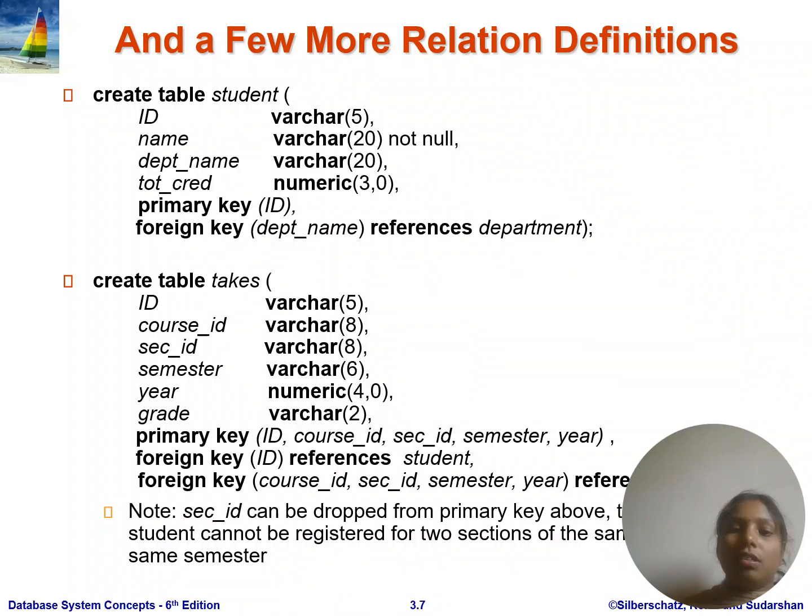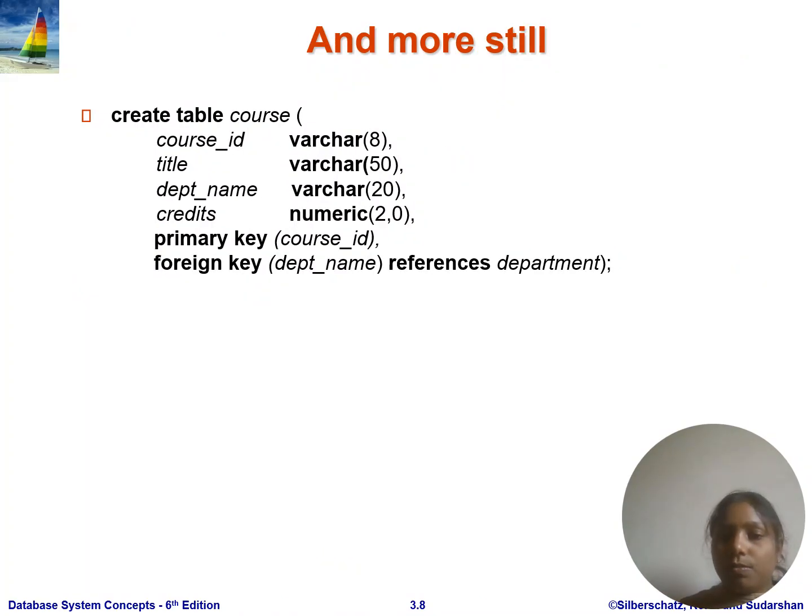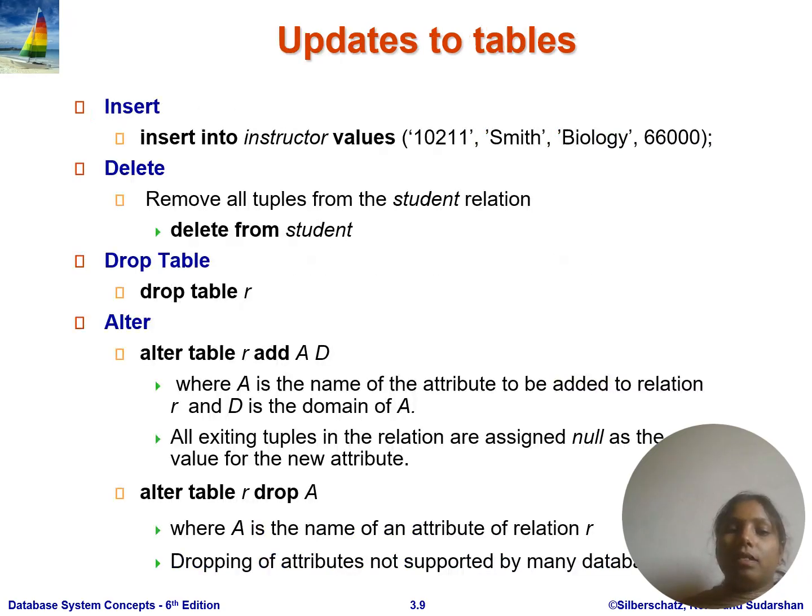Student and course tables are given as examples, with their domains for the attributes. Then there are operations to update a table: insert, delete, drop, and alter. Insert means you insert particular data into a particular attribute. For example, with ID and department name, you insert the related data values. Delete means you delete values from the particular table. Drop removes the full table, and alter changes the table; you have to define the constraints to alter the tables.